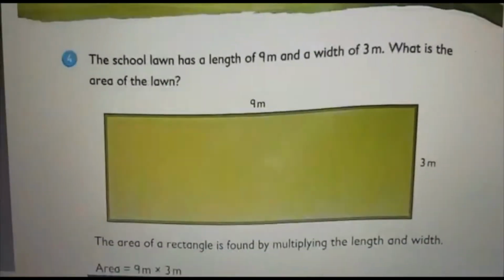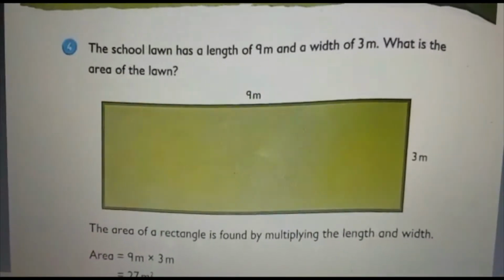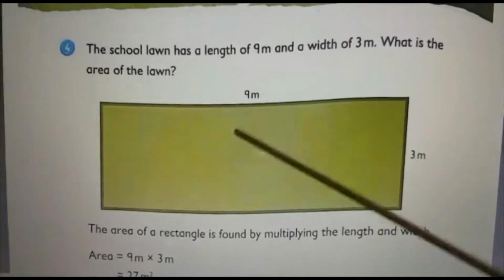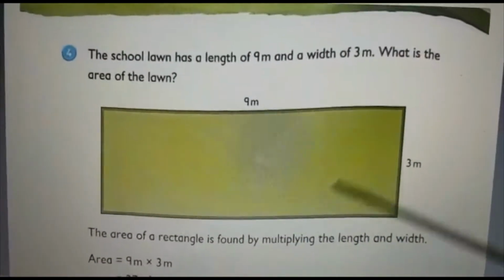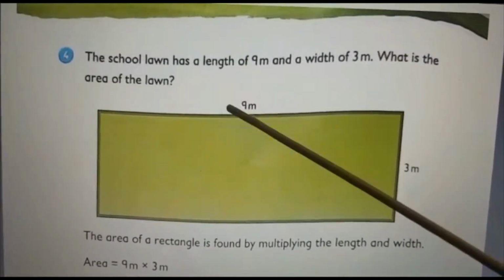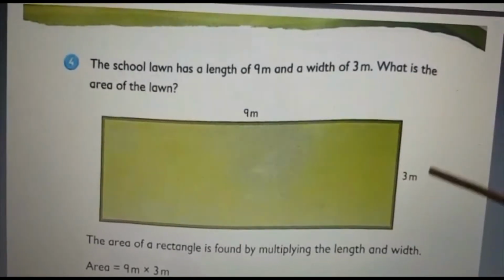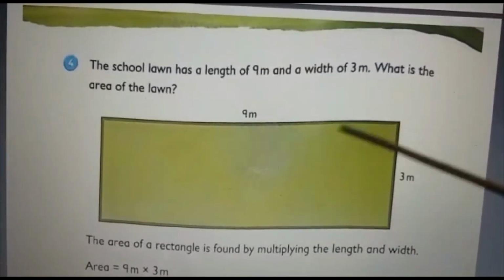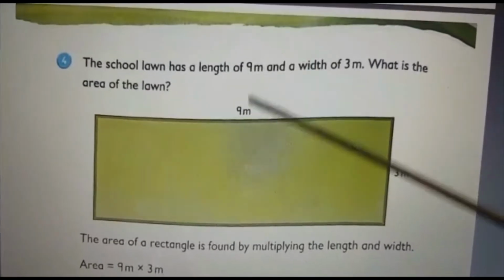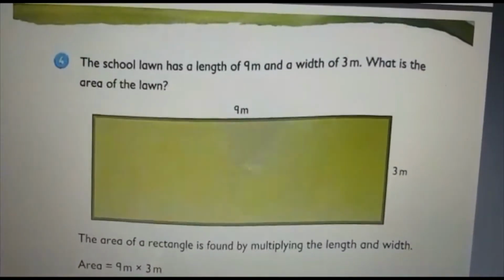Then coming to the next one. What is the next question? The school lawn has a length of 9 meter and a width of 3 meter. What is the area of the lawn? It is a rectangle, so it is very easy for you. What is the area? It is length multiply width. So 9 meter multiply 3 meter. What is 9 multiply 3? It is 27.